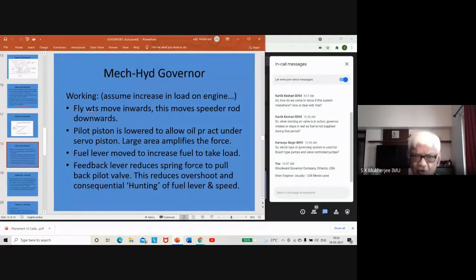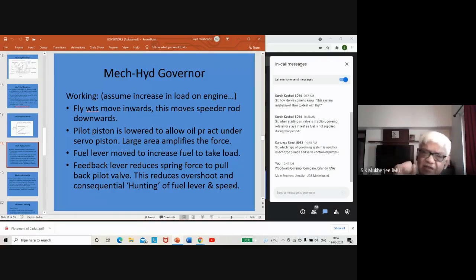Pilot piston is lowered to allow oil pressure to act under the servo piston. Large area amplifies the force. Fuel lever moves to increase the fuel to take the load. Feedback lever reduces the spring force to pull back the pilot valve. This reduces overshoot and consequential hunting of fuel lever and speed.